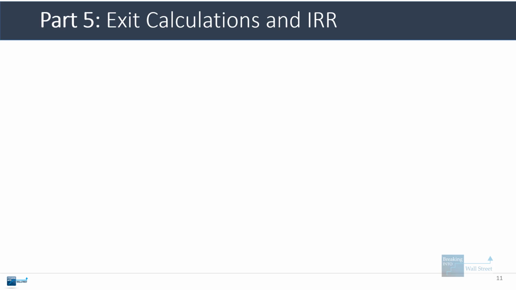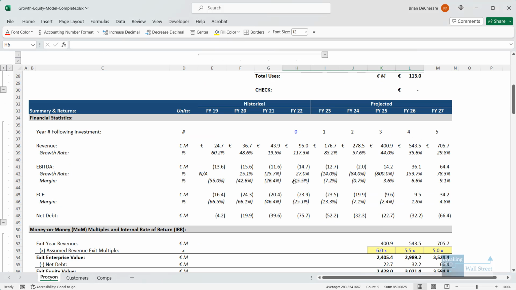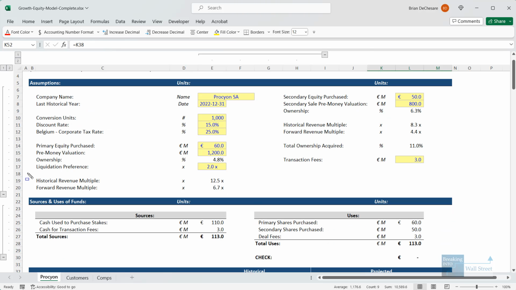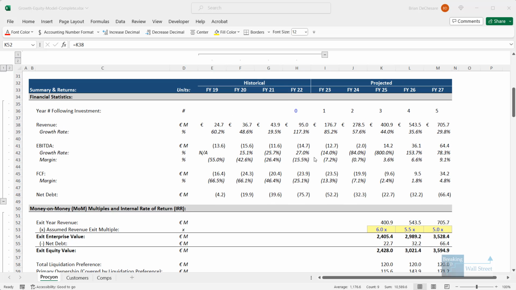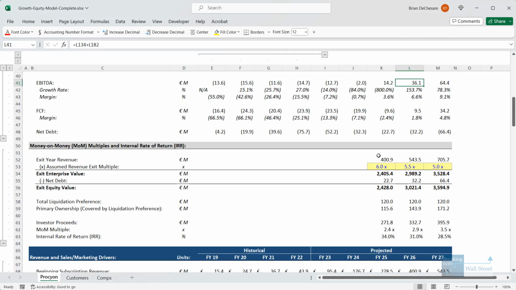Let's now talk about the exit calculations and the IRR here. So with the exit calculations, let's bring up the finished Excel file once again. This is pretty simple. We're going to exit based on a revenue multiple because we calculated the revenue multiples when we bought the primary shares, and also when we bought the secondary shares. We bought the secondary shares at about 8x revenue, we bought the primary shares at about 12 or 13x revenue. Now, when we did that deal initially, the growth rate here was around 120%, 117% exactly revenue-wise. And before that, it was 60%, 50%, very high numbers. By the end, the growth rates are much lower, 30%, 35%, 44%, something in that range. So of course, the revenue multiples here are going to be lower.